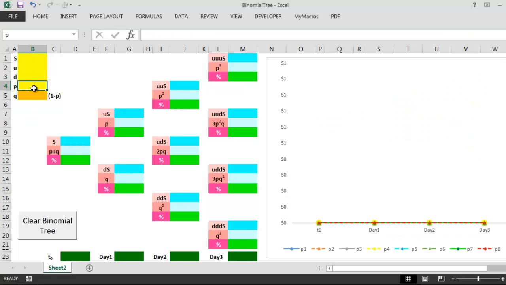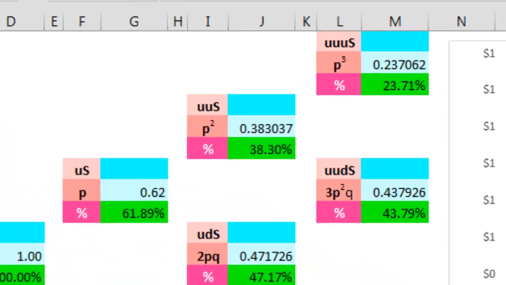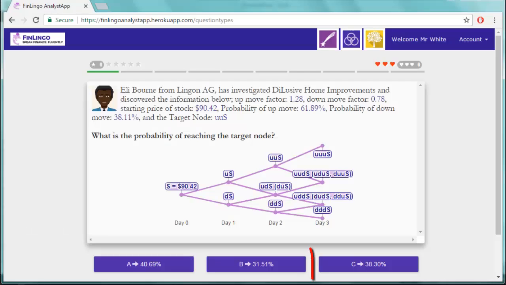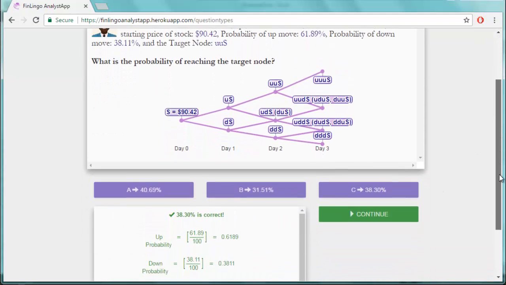Figure out what the formula is at the required node. Once we have that, then we can calculate the percentage with a financial calculator. Let's go back now to Finlingo.com and see if we got the correct solution. Select it and move on.